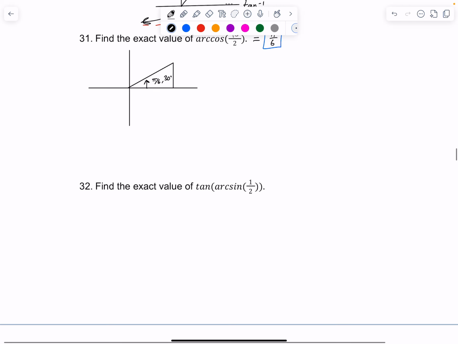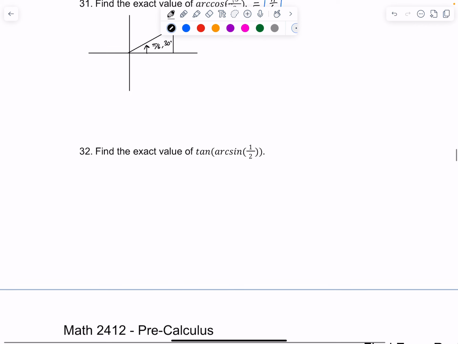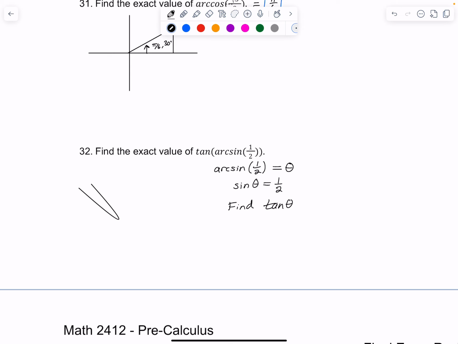Okay. 32 says, find the exact value of the tangent of the arc sine of 1/2. So if the arc sine of 1/2 is some angle, here's what we know. We know that the sine of the angle is a half. And we are trying to find the tangent. So what I would do is draw a triangle. And in my triangle, I'm going to label my angle. And I know that the opposite is 1 and the hypotenuse is 2, which means that this side is actually going to be root 3. You can do the Pythagorean theorem to find it, or you can just remember the 30, 60, 90 triangle.